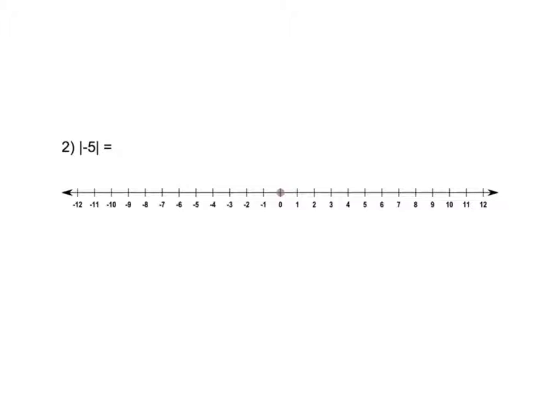Okay, this time we're going to be finding the absolute value of a negative 5. So just like in the first problem, we need to find where negative 5 is on our number line. And as I look on my number line and I look to the left of 0, I see that negative 5 is right here. So like in our first example, I'm going to put a little dot on the negative 5, and I'm going to go from negative 5 to 0.